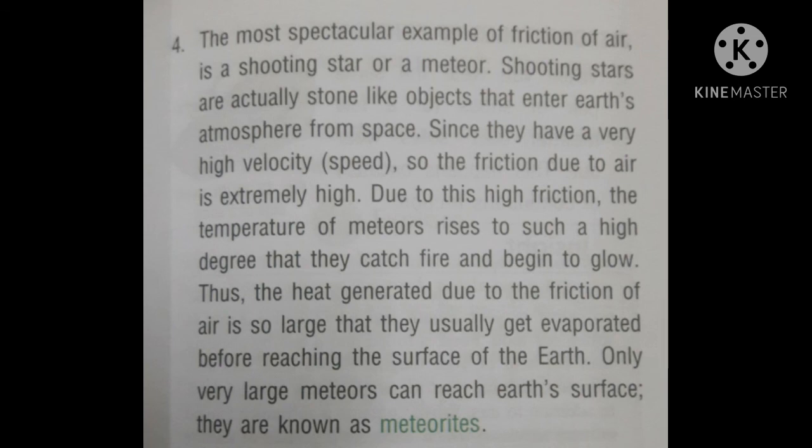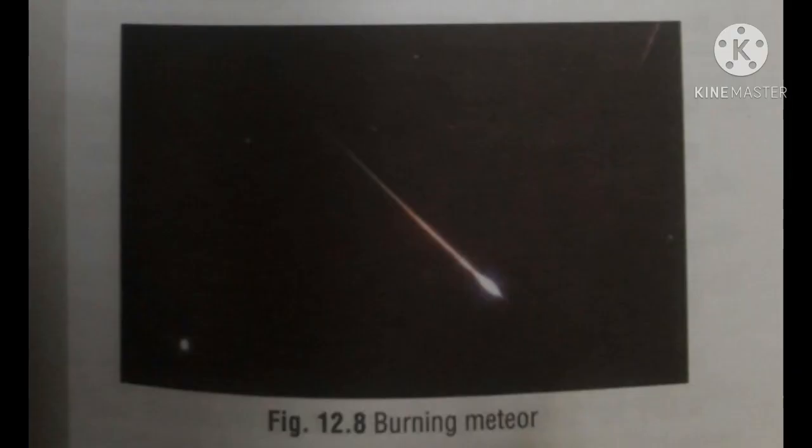Thus, the heat generated due to friction of air is so large that they usually get evaporated before reaching the surface of the earth. Only very large meteors can reach Earth's surface, and those which reach Earth's surface are known as meteorites. Children, you are seeing a picture of a burning meteor. It appears like a streak of light.